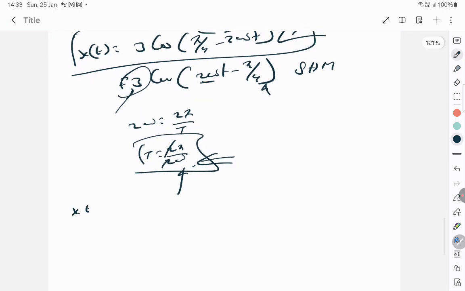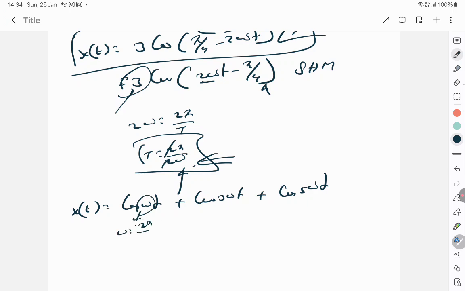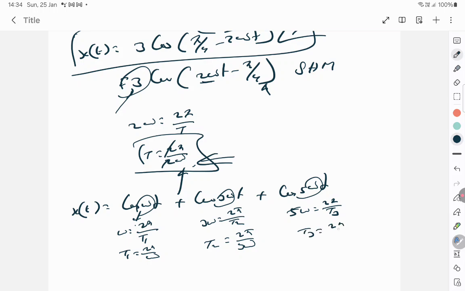So let's go to the next sum. X of t is equal to cos omega t plus cos 3 omega t plus cos 5 omega t. In this, omega is equal to 2 pi by capital T1. T1 is equal to 2 pi by omega. 3 omega is equal to 2 pi by capital T2. Capital T2 is 2 pi by 3 omega. 5 omega is equal to 2 pi by capital T3. T3 is equal to 2 pi by 5 omega. So all of these will ring together at one LCM, right?